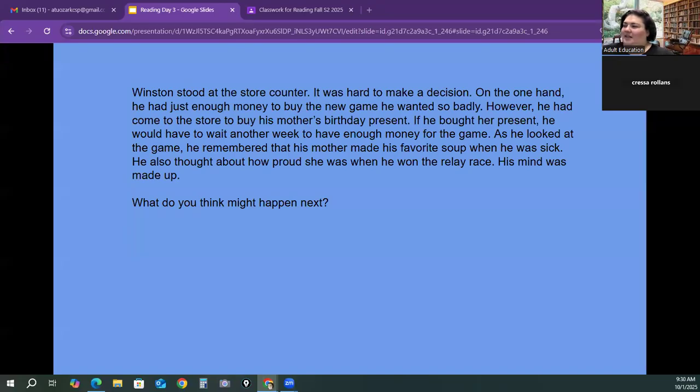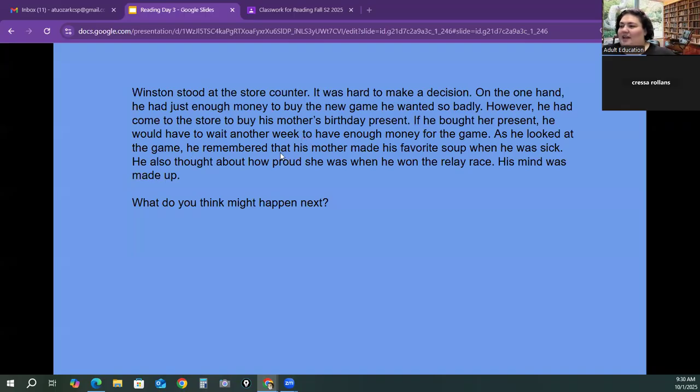Okay, what do I think is going to happen next? I'm going to infer that he buys his mother the birthday present. Why do I think that? Well, the details in the passage, it says that he had come to the store to buy his mother's birthday present. So number one, that's why he was there.